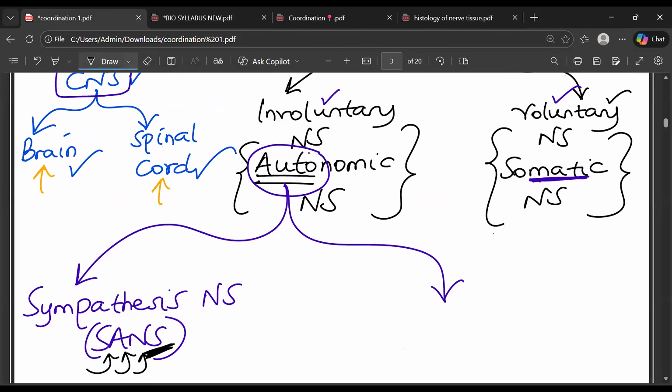Like it is sympathetic. Why am I writing sympathesis? Sympathesis is my favorite topic. Yeah, under CNS. Sorry for that. So it's sympathetic. So why do they call it the SANS? Because it is the sympathetic form of the autonomic nervous system.